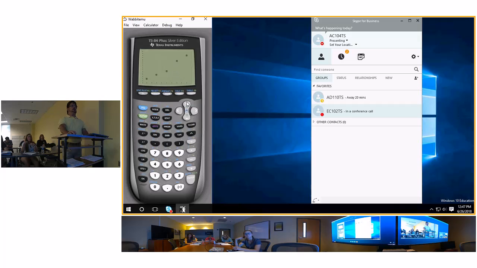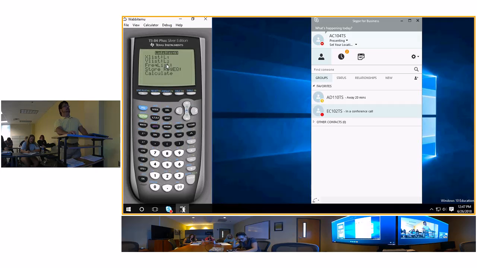So now I want to find out about this line. So I hit zoom, calculate, and go down to number 4, which means linear regression. Y is equal to mx plus b. And hit enter. The calculator is defaulted to read the first and the second columns.